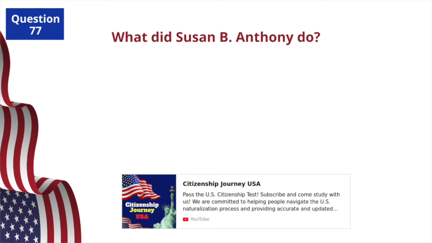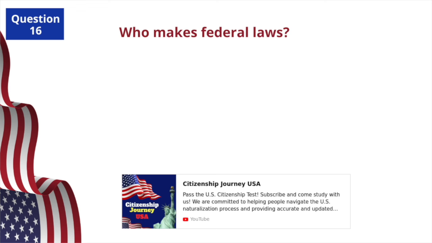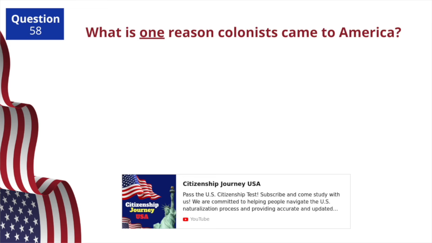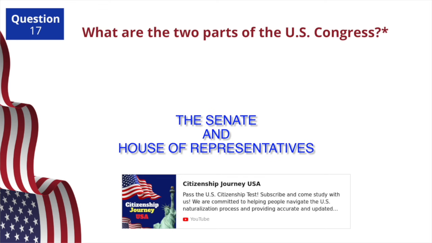What did Susan B. Anthony do? Fought for women's rights. Who makes federal laws? Congress. What is one reason colonists came to America? Freedom. What are the two parts of the U.S. Congress? The Senate and House of Representatives.